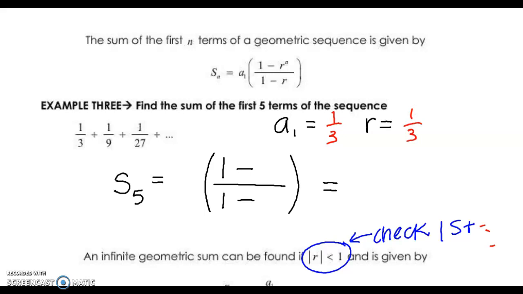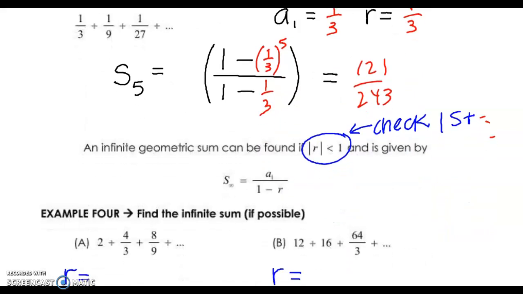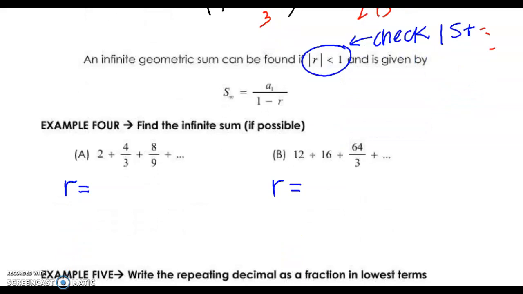1 minus r to the n over 1 minus r. You just take out your calculator and you should get 121 over 243 if you put that in correctly. Press pause and make sure you can do that, because you need to know how to enter things into your calculator using parentheses and stuff. All right, an infinite geometric sum can be found by using the formula, where the absolute value of r has to be less than 1.